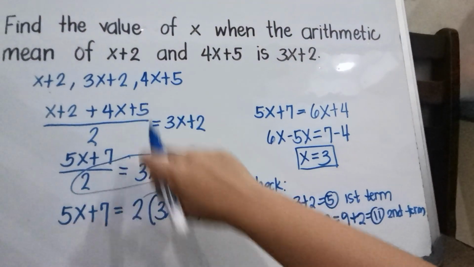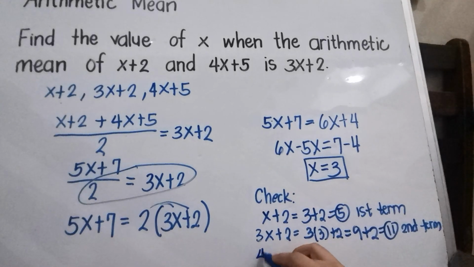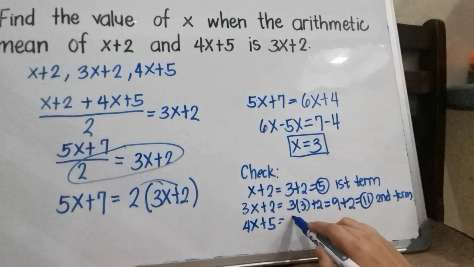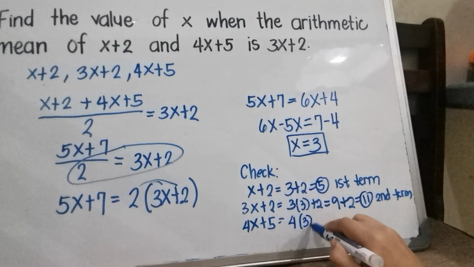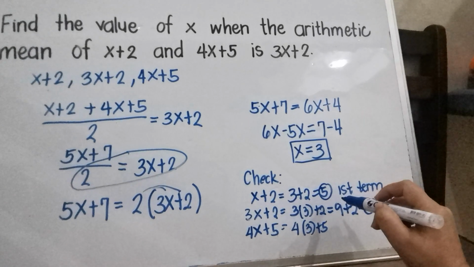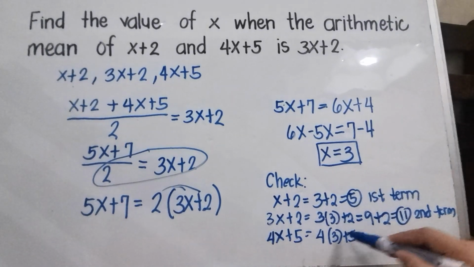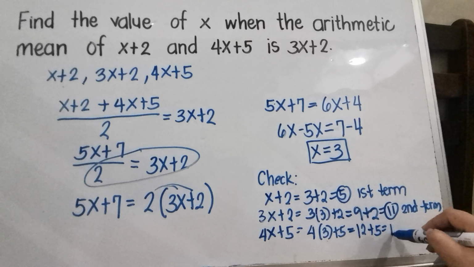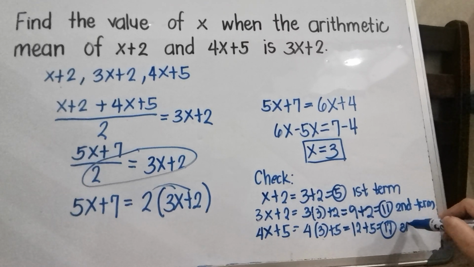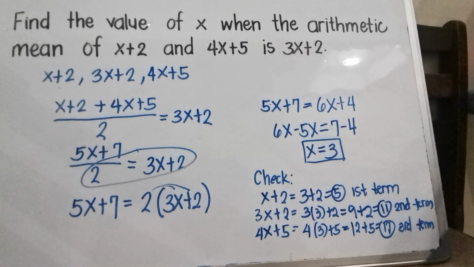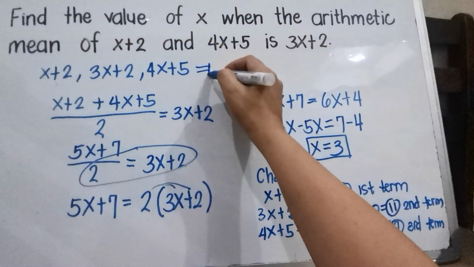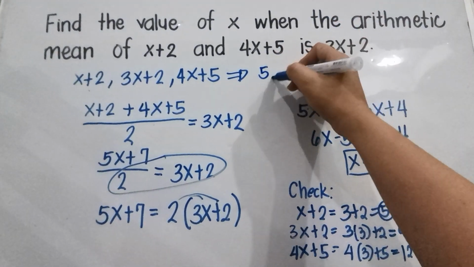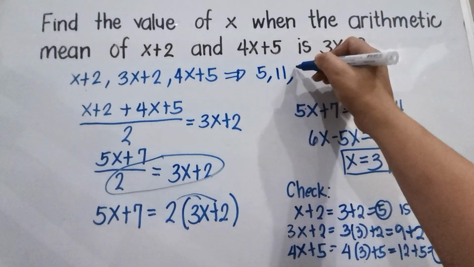Then for the third term, which is 4x plus 5, that is 4 times 3 plus 5. That's equal to 4 times 3, 12. Then copy plus 5, that is 17. So 17 is the third term. So our sequence here is: the first term is 5, the second term is 11, the third term is 17.